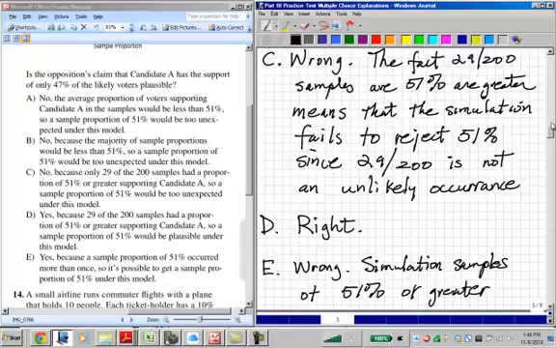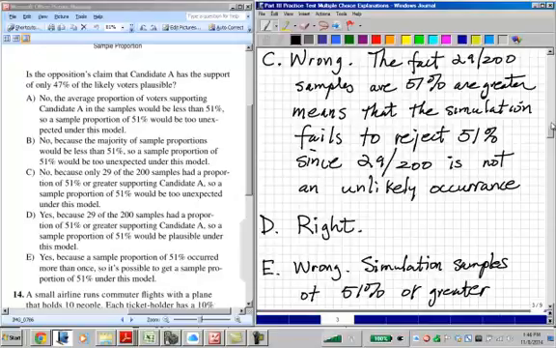Okay, now remember, the question that we're answering is: is the opposition's claim incorrect? C. No, because only 29 of the 200 samples had a proportion of 51% or greater supporting candidate A. So a sample proportion of 51% would be too unexpected under this model. 29 out of 200 is not an unlikely occurrence. So C is very close to being the right answer, okay?